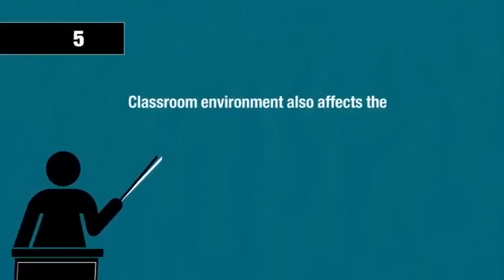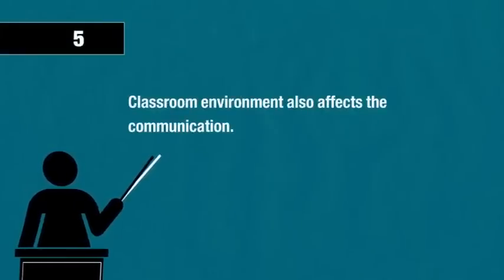Classroom environment also affects the communication. The communication is more effective if the environment is open, supportive, positive, devoid of noise and other distractions. Environmental and physical comfort, including seating arrangement, audibility and visibility, and minimum oral and visual distractions, etc.